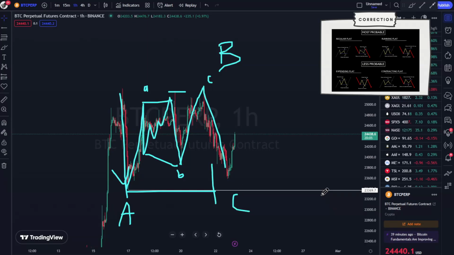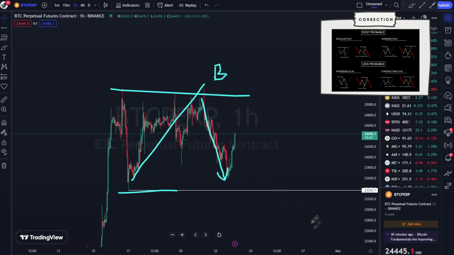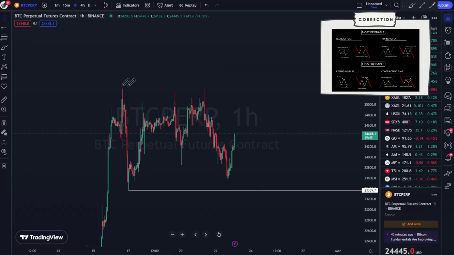So you know a different correction that happens a lot of the time: running flat and regular flat. The running flat is where you break the top and you don't break the low, which is the case right there. You broke the top and you didn't break the low with that C wave, but you broke it with that B wave right there. That's where you go for the running flat. So if you didn't break the top, you go for the regular flat. But if, and I'll show you an example of a regular flat.